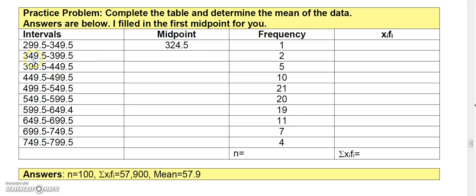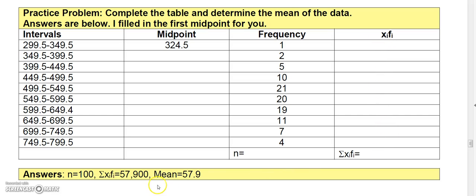And then here you do the same thing, add these together, divide by 2, put the midpoint there, then multiply that midpoint by 2 and put the result there. And then of course you would add these up, and that would give you the sum of the product of the xi, fi, and then you would add these up to get n. And actually, if I did the math correct, the n will add up to 100.